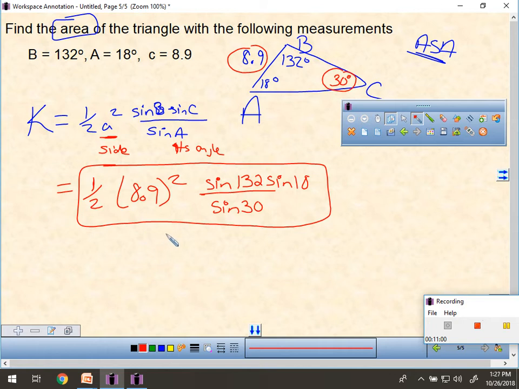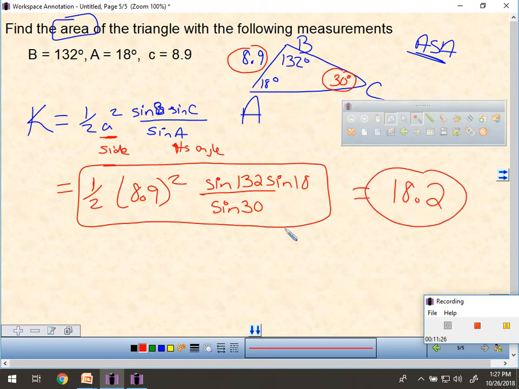So I'm going to just type in 1/2, make a fraction, 1/2 times 8.9 squared times, control divide, sine of 132 times sine of 18, and in the bottom, sine of 30. And if you type that in, you should get an area of 18.2. And that's it, just typing that in. Make sure you hit a times symbol right there, but you ought to be able to type that into the calculator and get it fairly easily, really quickly. That's all that you've got to do for that problem. Just find the area. Make sure you use that formula, though. That formula is the one that's key, and make sure you put the angle in the right place.